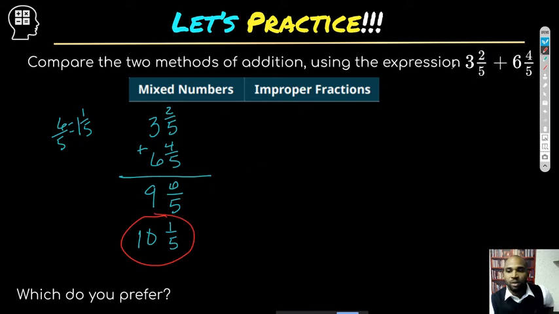Now the other way we talked about just recently is to change this to an improper fraction. So let's change that 3 and 2/5 to 3 times 5 is 15 plus 2, 17 over 5, plus 6 times 5 is 30 plus 4 is 34 over 5. And then we just simply add the top. 34 plus 17 looks like it's going to be 51. So that'd be 51 over 5.